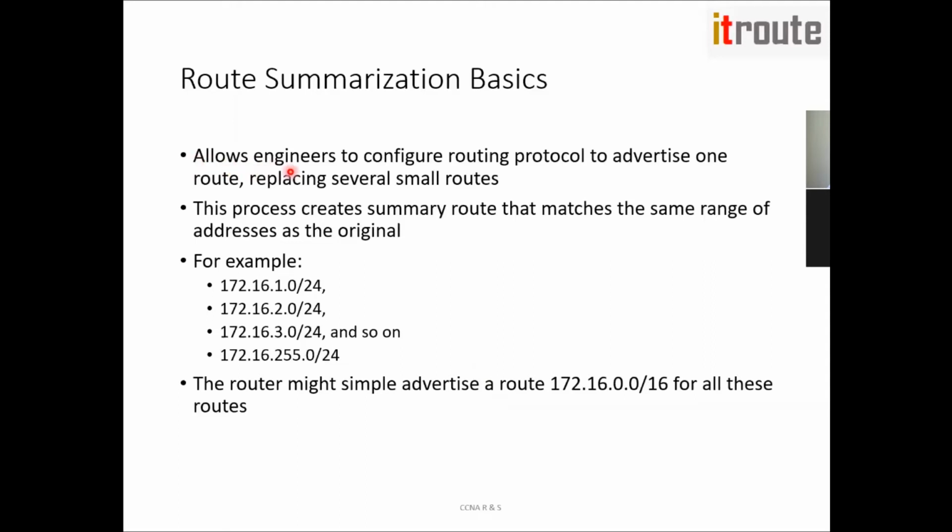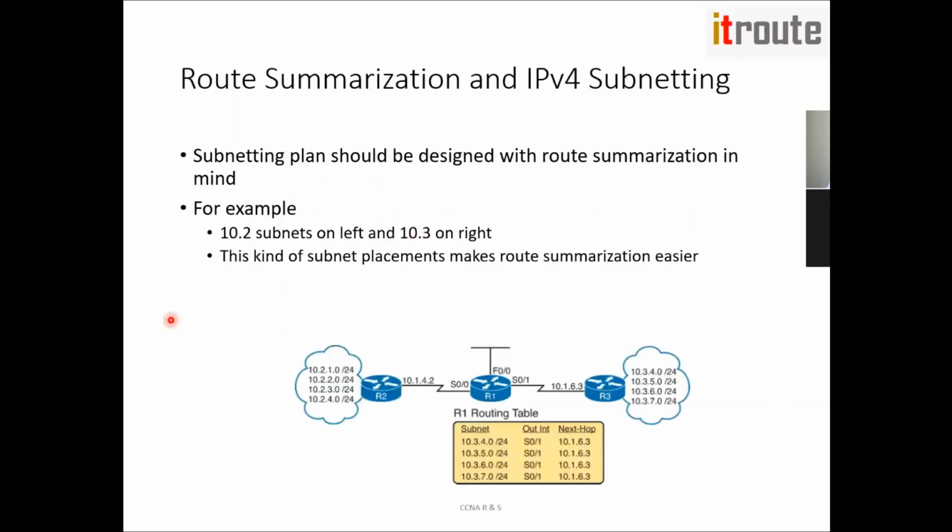It allows engineers to configure a routing protocol to advertise one route, replacing several small routes. This process creates a summary route that matches the same range of addresses as the original. Now, route summarization and IPv4 subnetting: the subnetting plan should be designed with route summarization in mind. For example, 10.2 subnets on the left and 10.3 on the right. This kind of subnet placement makes route summarization easier.